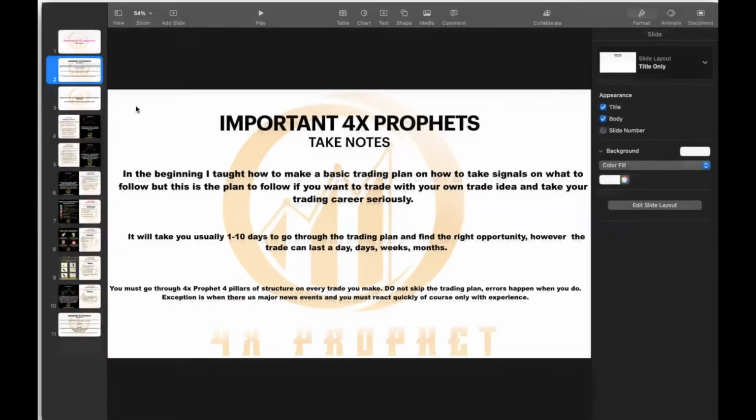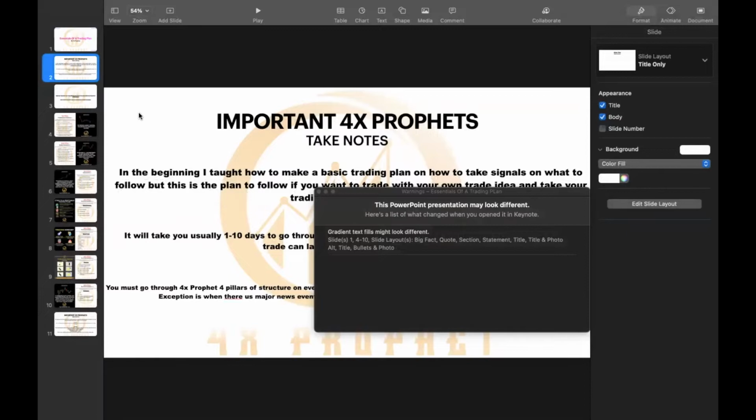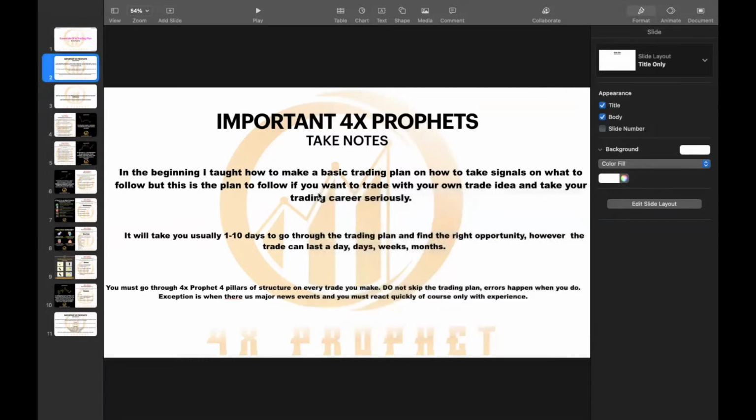In the beginning, this is a lesson from the acceleration program. What you're seeing here is just some notes that I had for them. In the beginning, I taught how to make a basic trading plan, and how to take signals on what to follow. But this is a plan to follow if you want to trade on your own and take your trading career seriously. It will normally take 1 to 10 days to go through the trading plan and find the right opportunity. However, the trade can last a day, days, weeks, or months.